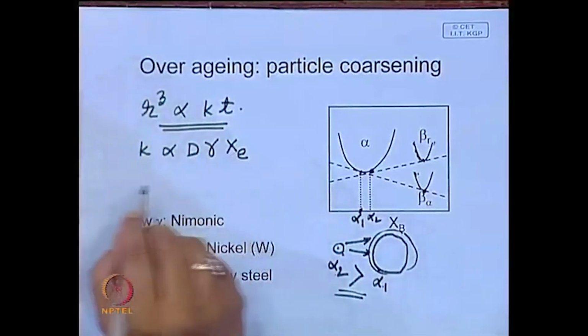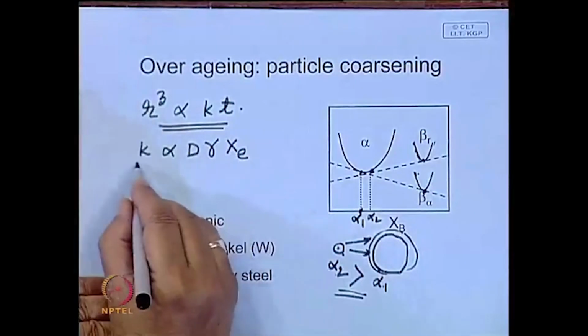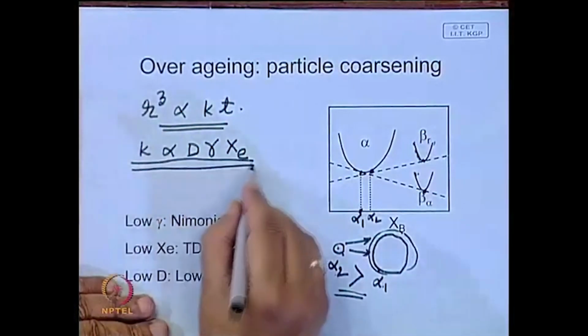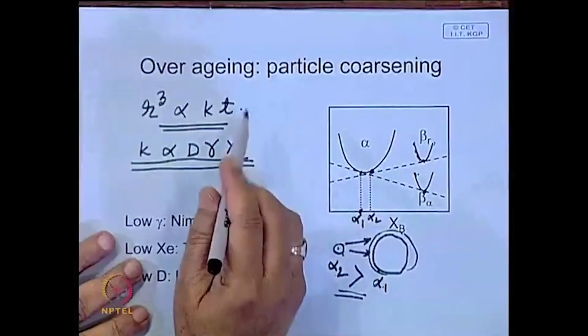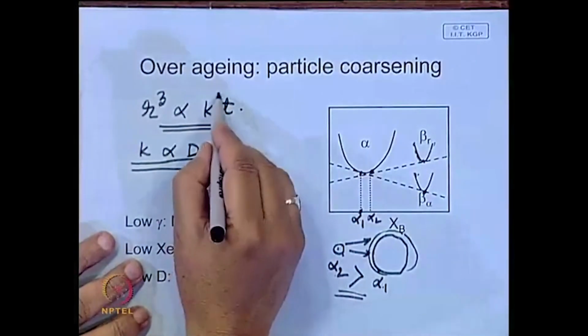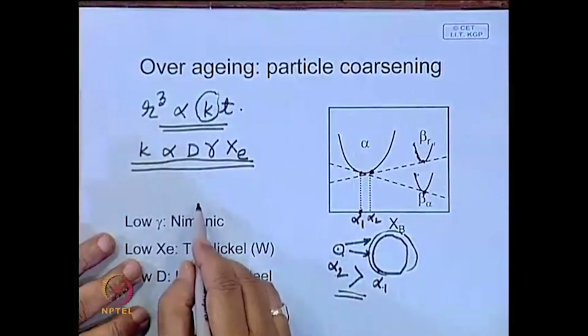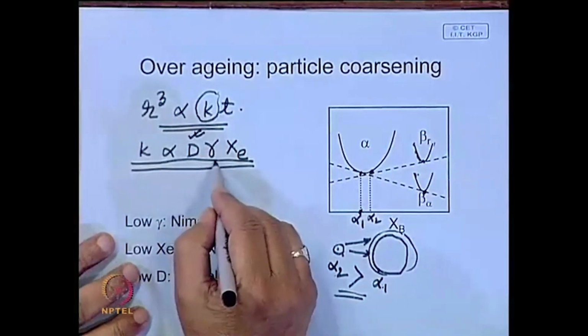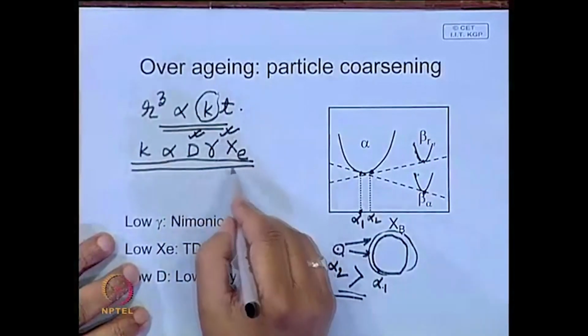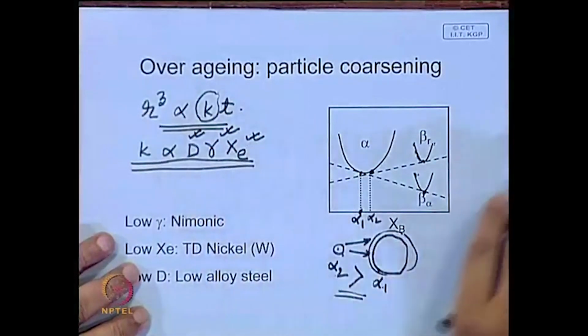Now, think about how to design a precipitation hardenable alloy and improve its strength. Precipitation hardenable alloys have a lot of applications, even in high temperature alloys, and there, if you want to improve the high temperature strength, the alloy will be subjected to high temperature exposure. So, therefore, at high temperature when it is in service, you have to reduce K. How can you reduce K? There are three ways. You can bring down the diffusivity, bring down gamma, bring down the solubility limit.